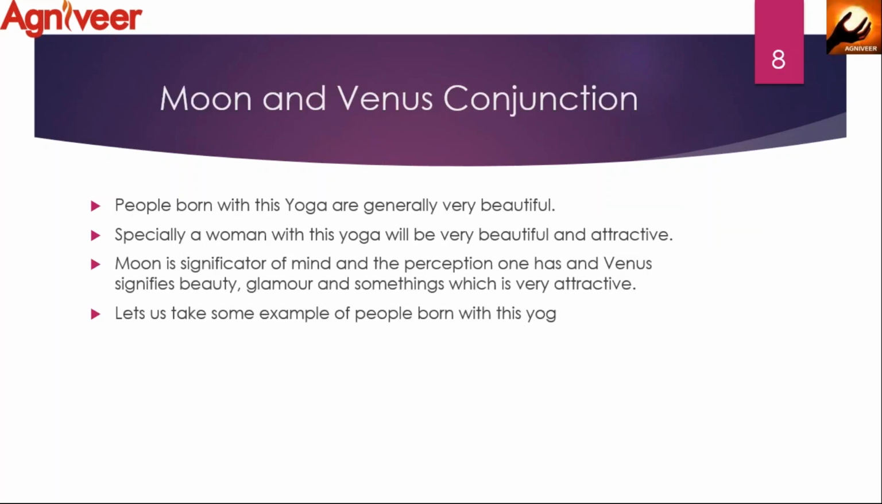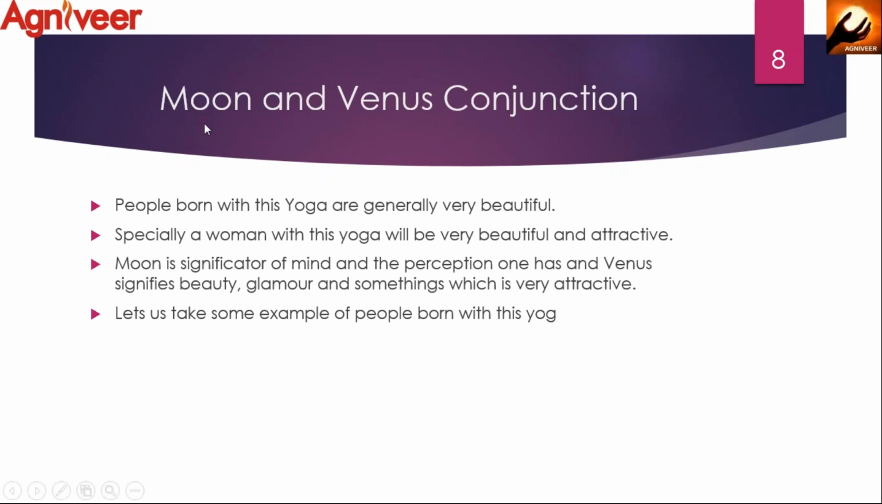First conjunction that I will be taking is Moon and Venus. So Moon and Venus is actually a conjunction where I've seen, especially for women, those who are born with this conjunction or this aspect, when both are placed directly opposite to each other, that these women are quite good looking and very beautiful. So I'm not saying about their nature, but yeah, they are quite attractive in their looks.